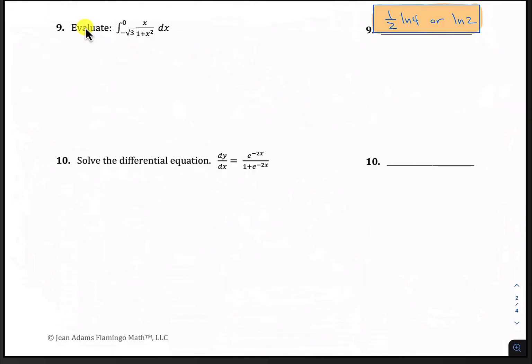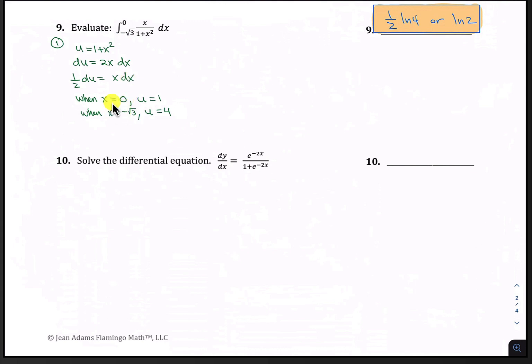Here's question number 9. Evaluate the integral from negative radical 3 to 0 of x over 1 plus x squared dx. Using u substitution, u will be the denominator, 1 plus x squared, and the derivative of u is 2x dx. Now we have x dx in the problem, so we do want to get rid of the 2, and we'll multiply by 1/2 on both sides to get rid of the 2. So 1/2 du equals x dx.